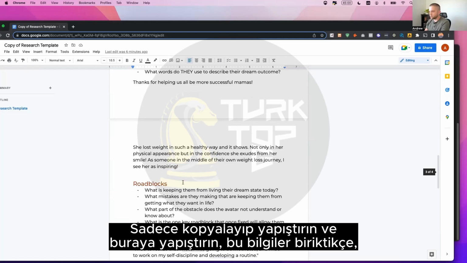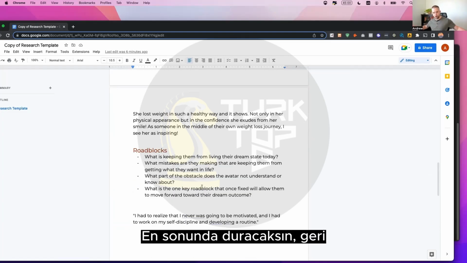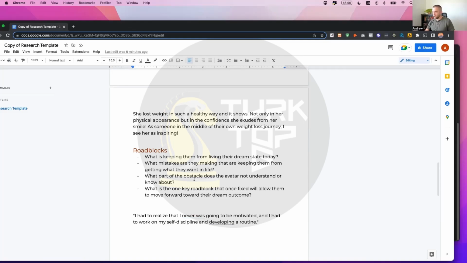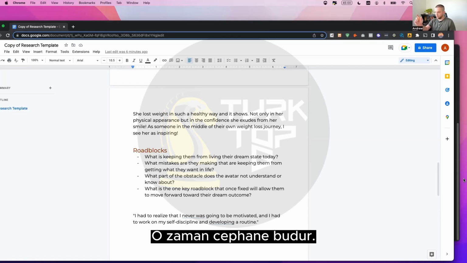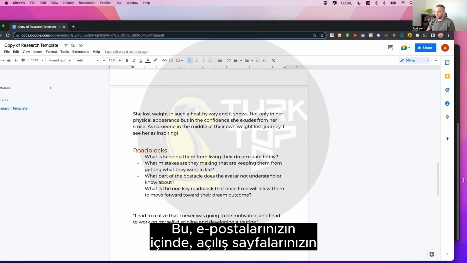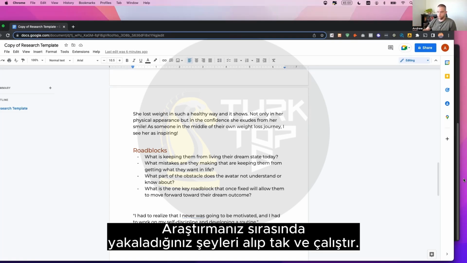And as that information builds up, you're going to find common threads. At the very end, you'll pause, go back through, and review your stuff. I like to highlight the stuff that I feel has the highest emotional impact. And then that's the ammunition. That's the stuff you plug and play inside of your emails, inside of your landing pages, and you're trying to capture their attention and tease them with something valuable. It's just right there. You just take that stuff that you captured during your research and plug and play.